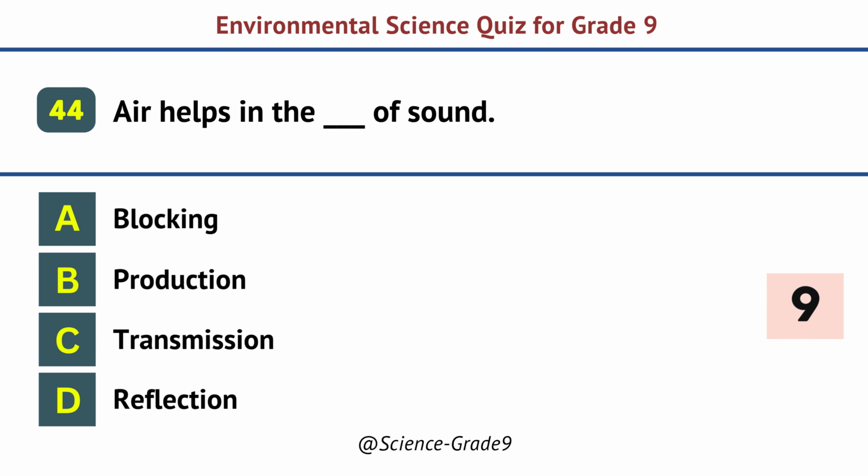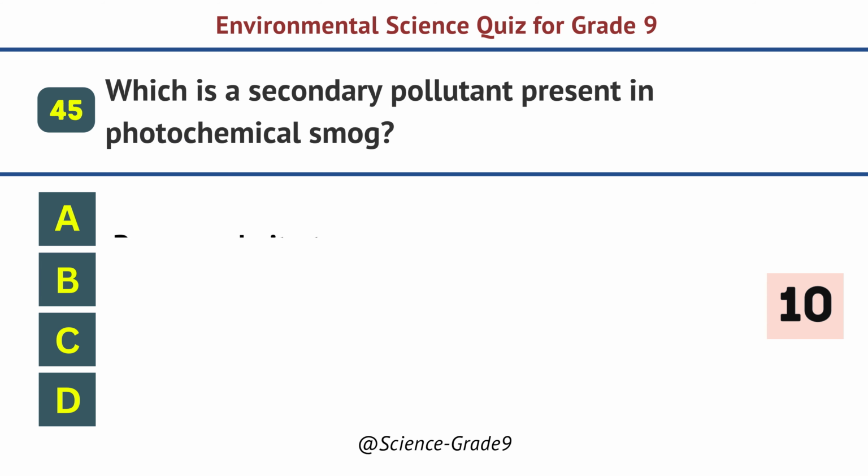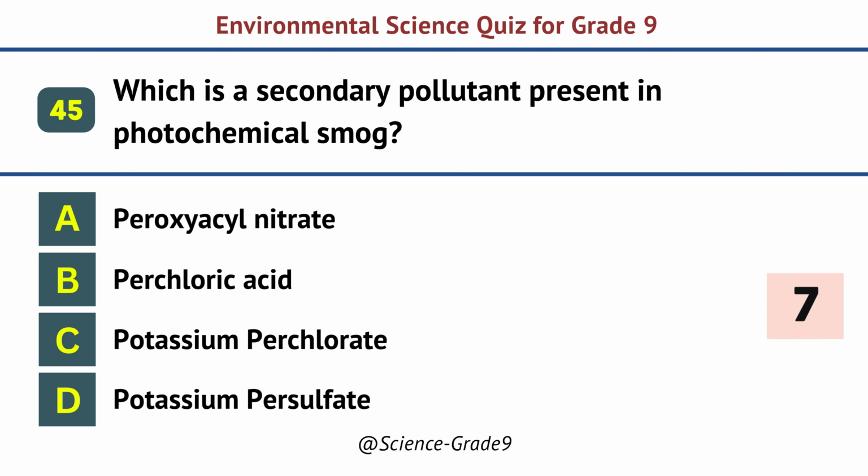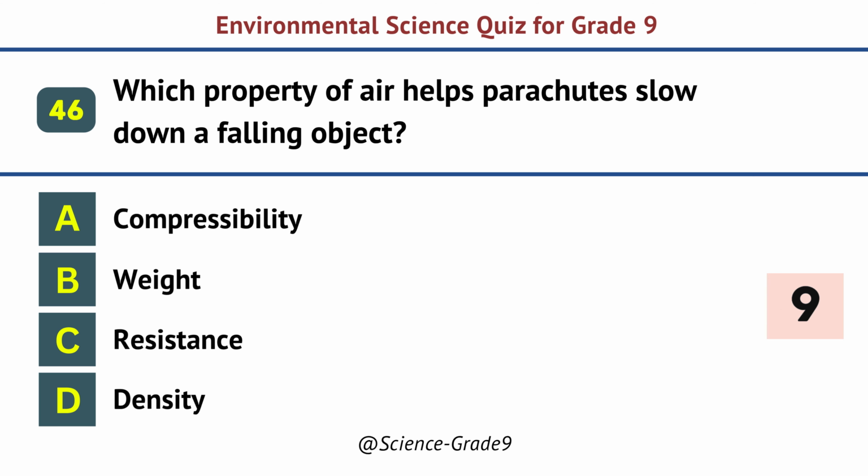Air helps in the transmission of sound. Which is a secondary pollutant present in photochemical smog? Peroxyacyl nitrate. Which property of air helps parachute slow down a falling object? Resistance.